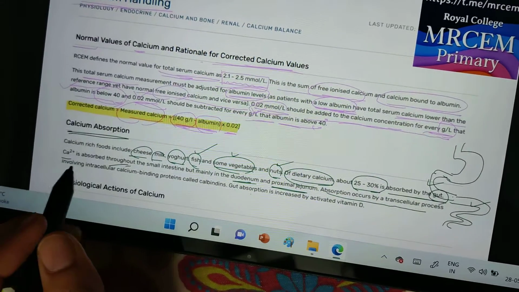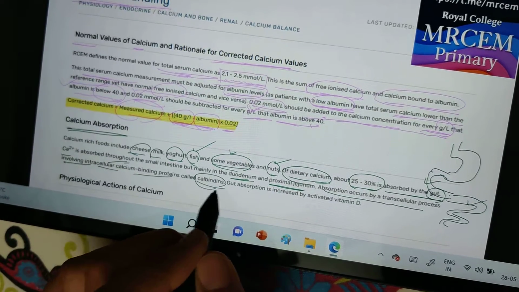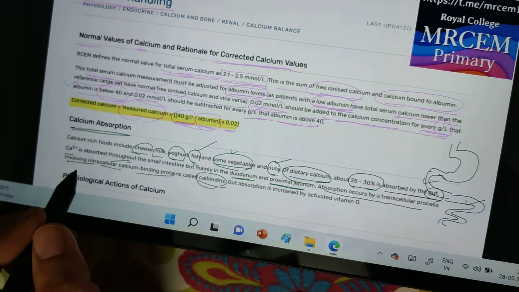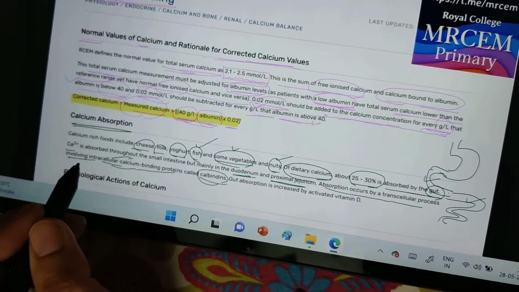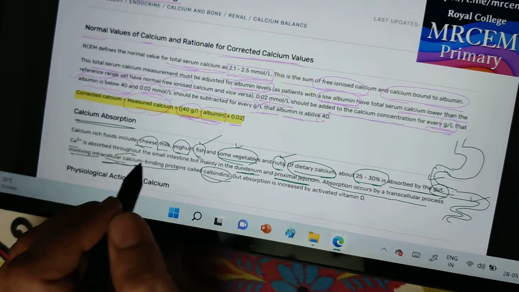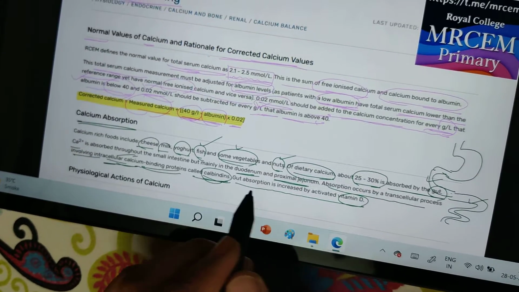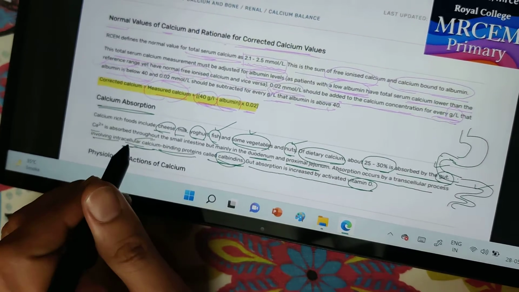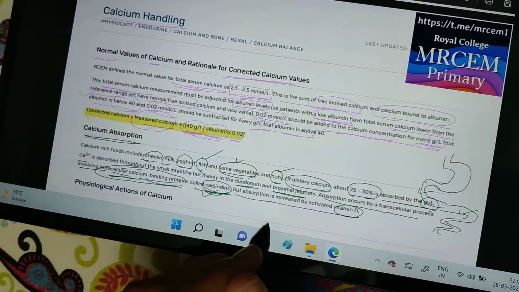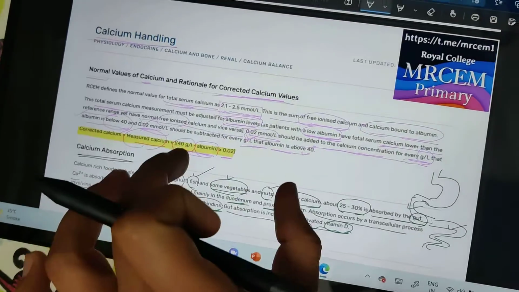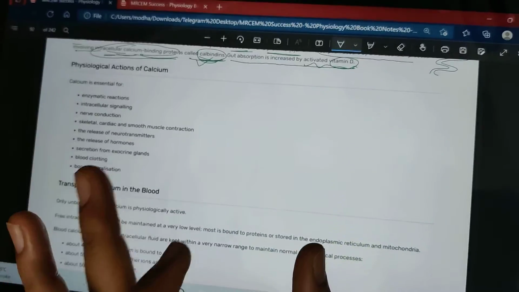Absorption occurs by a transcellular process involving intracellular calcium binding proteins called calbindins. Gut absorption is increased by activated vitamin D. The absorption will occur by this protein, and gut absorption will be activated by vitamin D. So that's why I'll tell that for calcium absorption we should also add vitamin D with that.